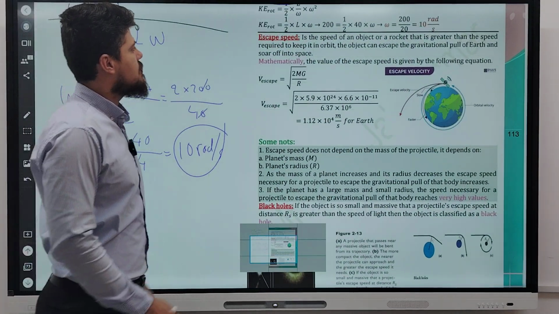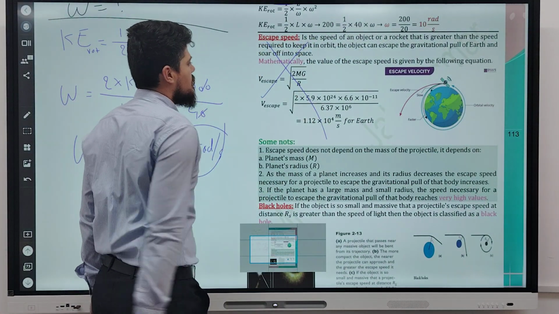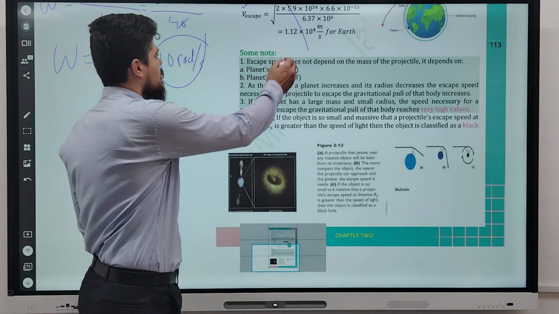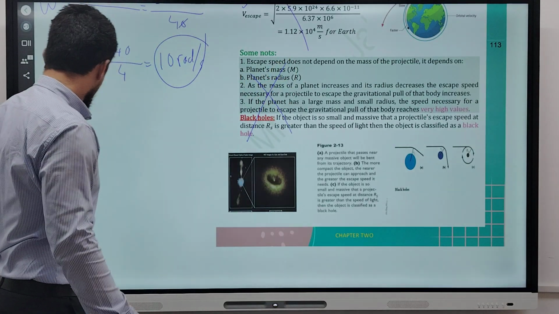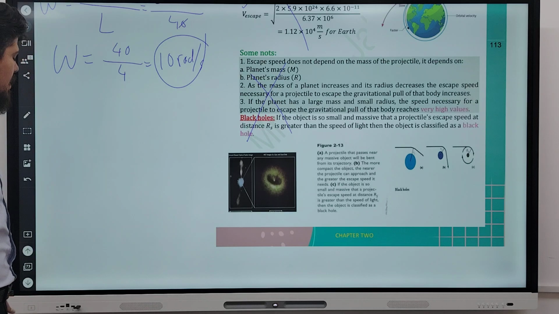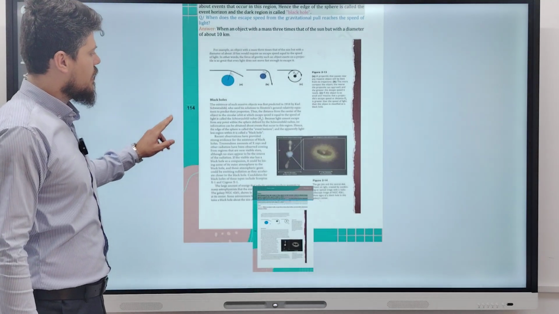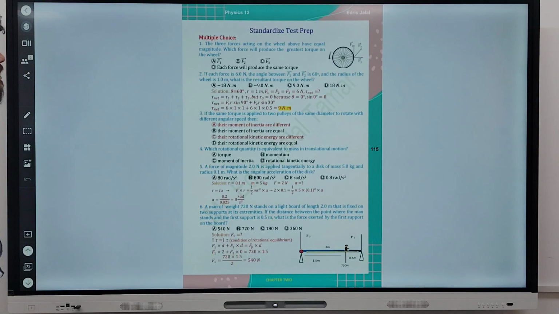Okay, so the escape speed has been skipped by the Ministry of Education. Also, notice all information about the black hole and the escape speed has been skipped. Okay, this is not included for the Visario exam.